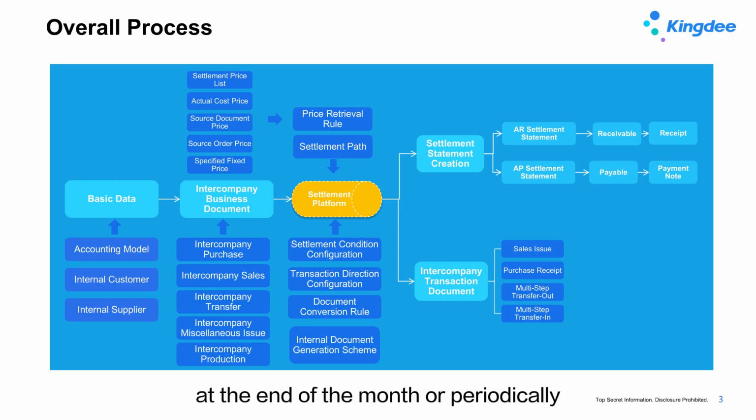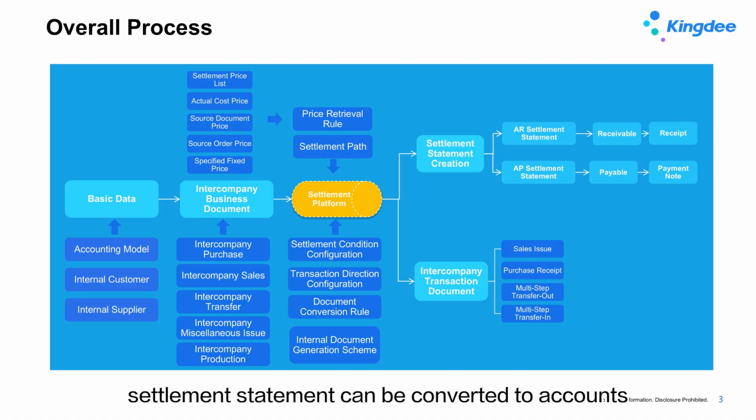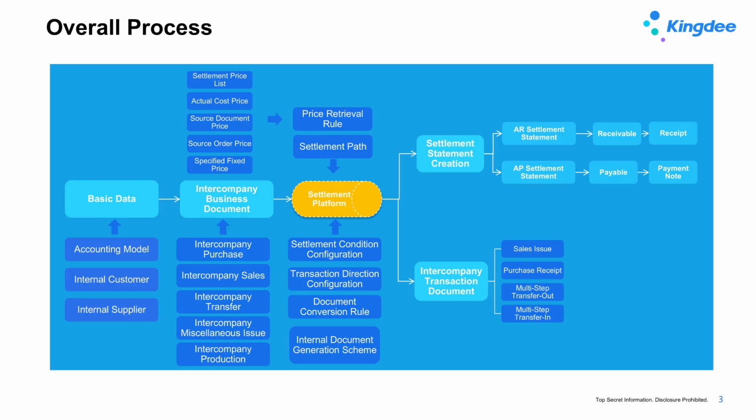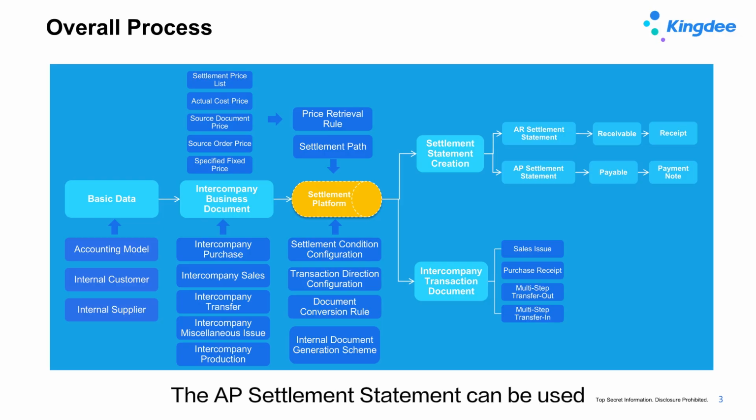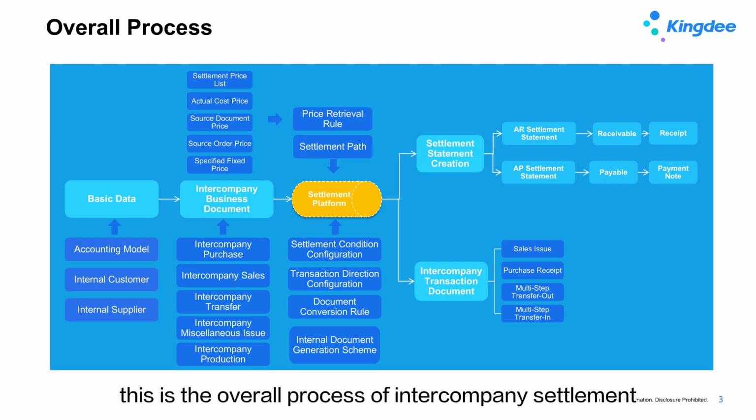At the end of the month, or periodically, the system performs intercompany settlement to create a settlement statement. During settlement statement creation, the system generates the corresponding AR settlement statement. The AR settlement statement can be converted to accounts receivable and subsequent receipts. The AP settlement statement can be used to generate corresponding accounts payable documents and payment notes. This is the overall process of intercompany settlement.